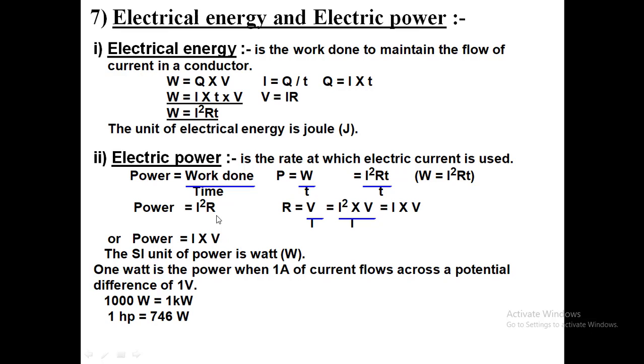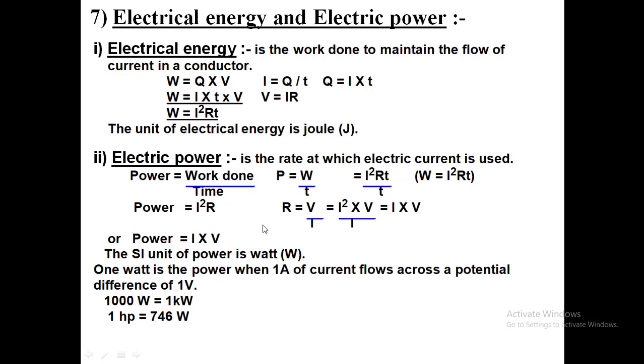Still I can rewrite this expression. How? By using Ohm's law, R is nothing but V by I. So it is equal to I square into V by I. So I gets cancelled, leaving I into V. So our power is nothing but I into V.